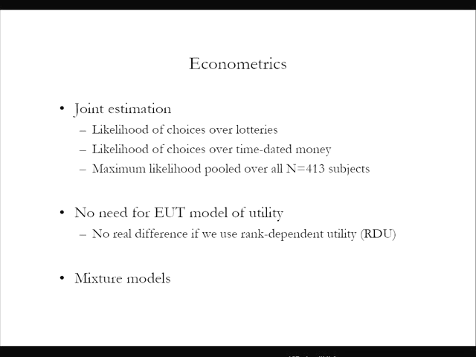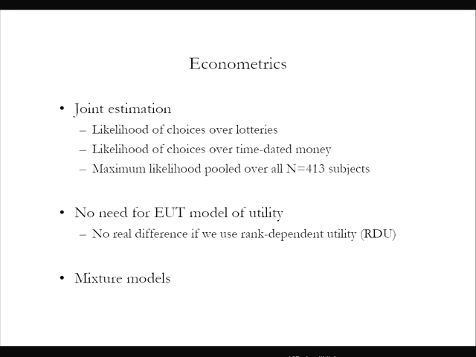Then we do a joint estimation of risk and time preferences. First we state the likelihood of choices over the lotteries, then over the discount rate tasks, and then we pool over all 413 subjects.